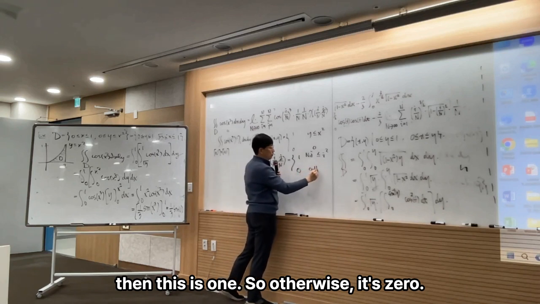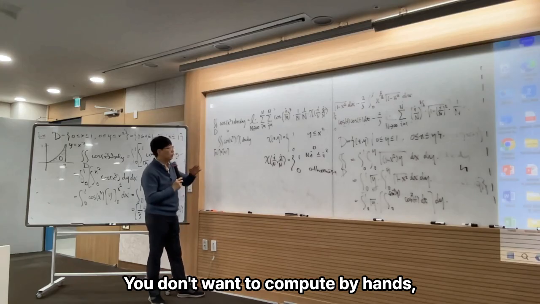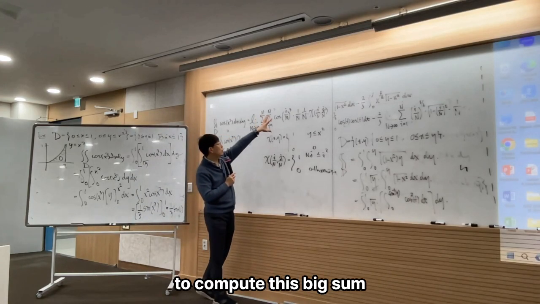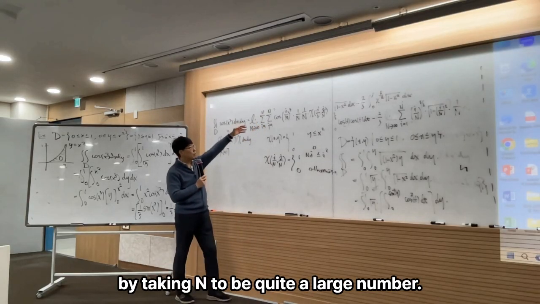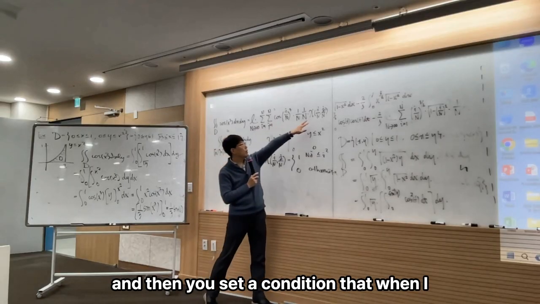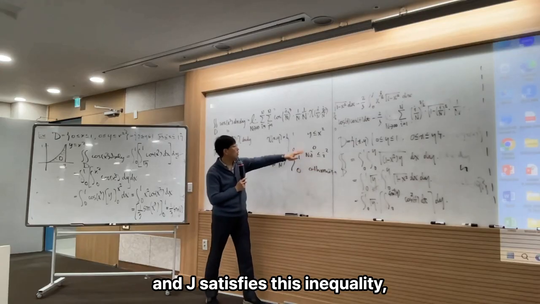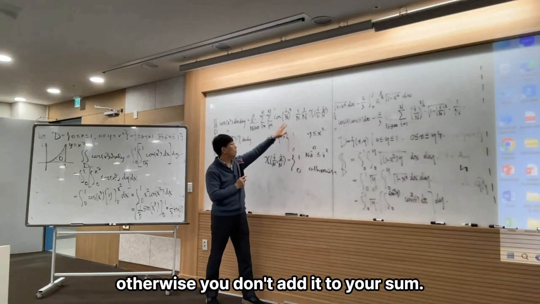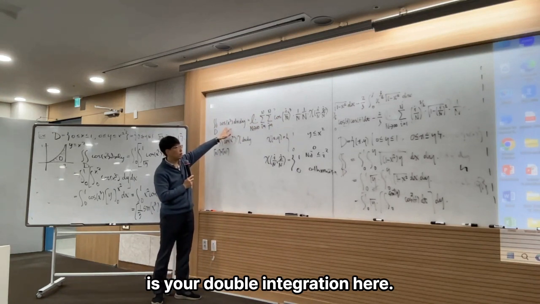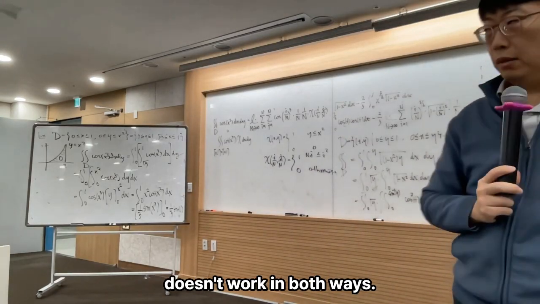Otherwise, it's 0. So you don't want to compute by hand. You want to use Python code or a computer program to compute this big sum by taking n to be quite a large number. You take a double loop for i and j, and then you set a condition that when i and j satisfy this inequality, you add these values. Otherwise, you don't add it to your sum. Whatever the total sum is, that's your double integration here. So you just go for the definition this way, if Fubini's theorem doesn't work in both ways.